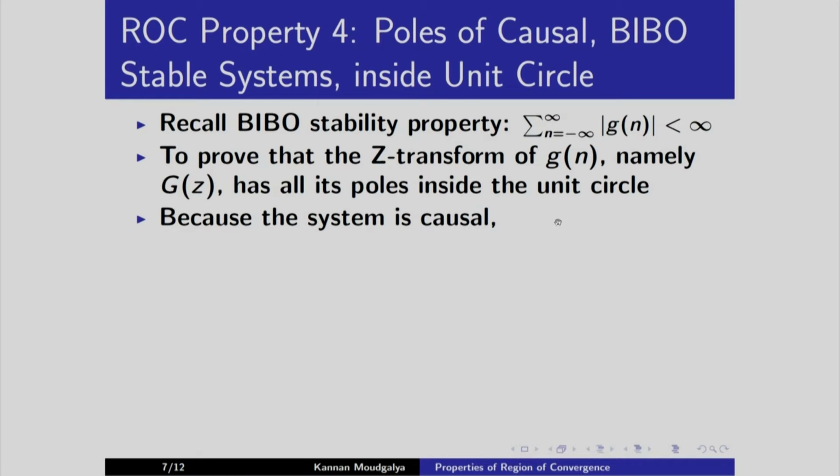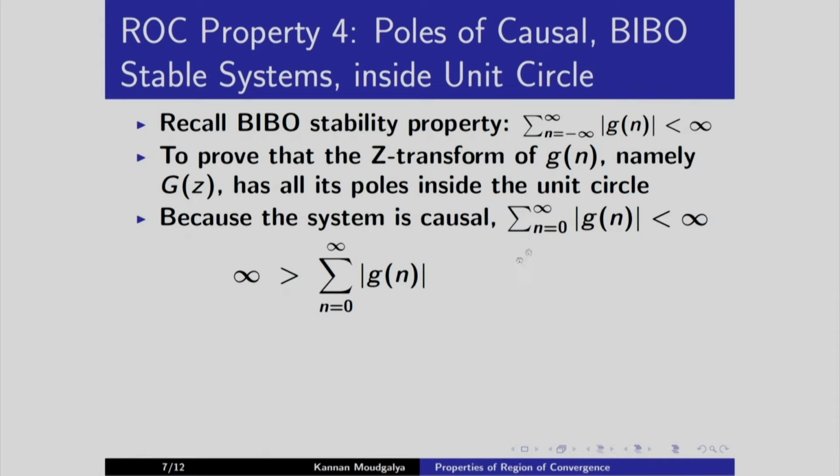Because the system is causal, we take the sum from n equals 0 onwards. We do not need to consider all terms starting from minus infinity, it is enough if we consider n equals 0 onwards, because that is the definition of a causal system. So we have this condition, infinity is greater than this, and this is nothing but this absolute sum with Z evaluated at 1. When we evaluate this sum at z equals 1, we get this.